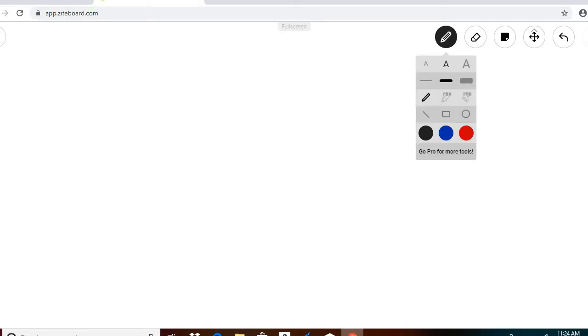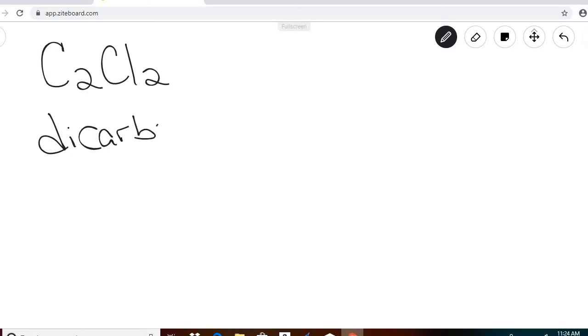Okay, next one is C2Cl2. C is carbon, and Cl is chlorine. 2 carbons, so this would be dicarbon. They're both nonmetals, so it is a covalent compound. Dicarbon dichloride.